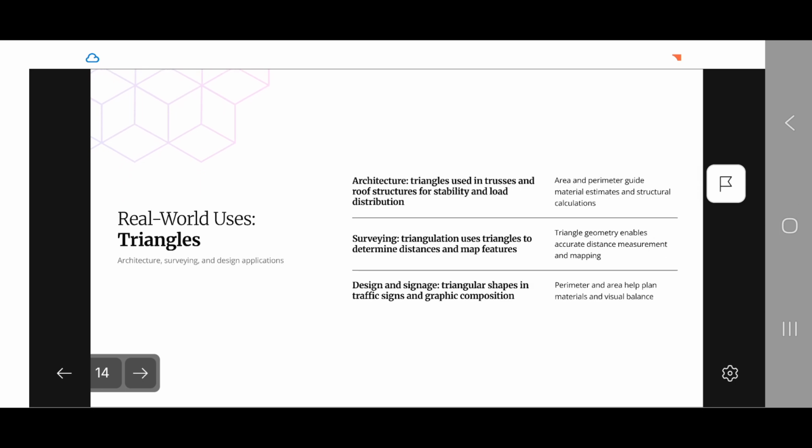Real world uses of triangles. Architecture: triangles are used in trusses and roof structures for stability and load distribution. Area and perimeter guide material estimates and construction calculations. Like my roof, which is kind of steep, and it's a composite figure. We will be measuring that in our next short.